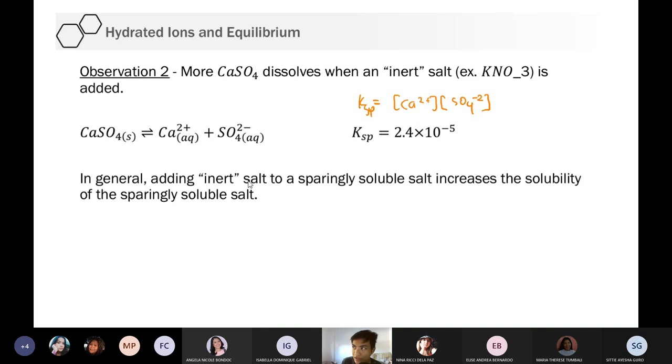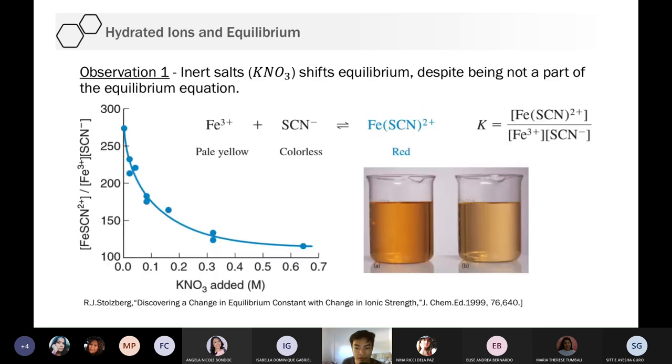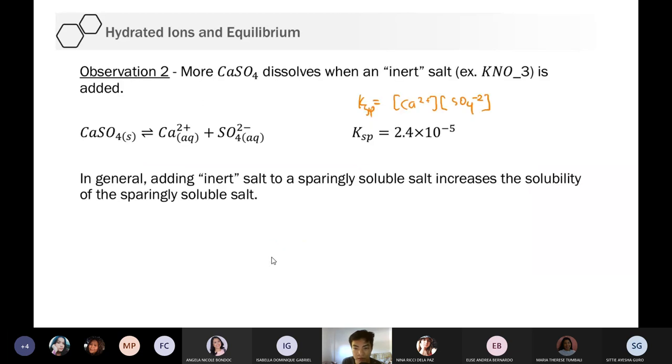So, in general, adding inert salt to a sparingly soluble salt, ibig sabihin, precipitate, it increases the solubility of the precipitate. So, doon sila nagtataka. Bakit? Why is equilibrium affected when you add inert salts? So, that is experimentally observed and you can actually do that once na nasa lab na tayo. Hopefully, by next year. Okay, so ganun yung pinagtataka nila.